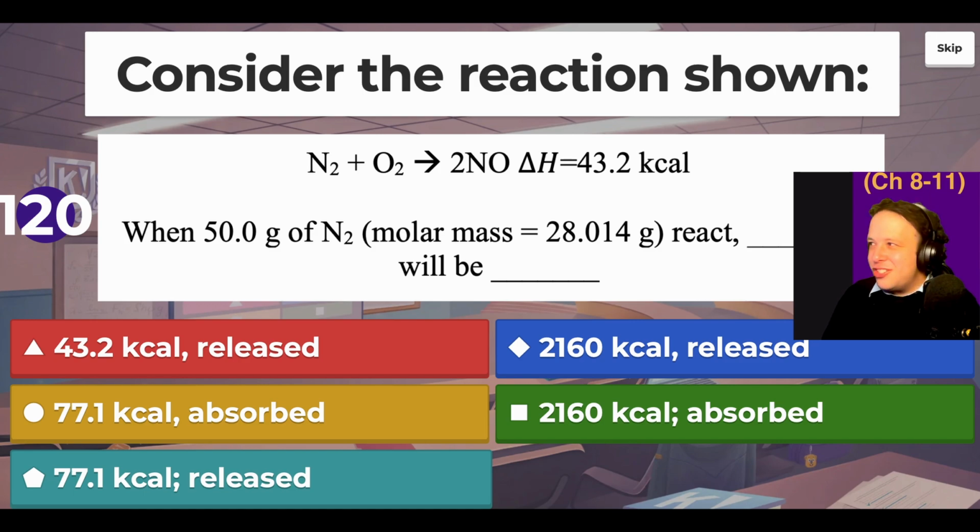Consider the reaction shown. You have N2 plus O2 makes 2NO. You have a delta H of 43.2 kilocals. When 50 grams of nitrogen reacts, how many kilocals will be created and is it released? Is it absorbed? How would you word how this is showing? So that has to do with if it's exo or endothermic.